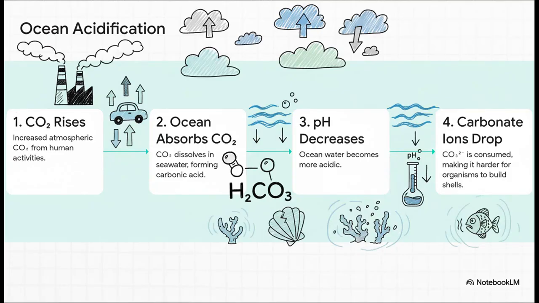Understanding the process of ocean acidification step by step is crucial. First, atmospheric CO2 rises. The ocean absorbs about a quarter of it, which then forms carbonic acid. This lowers the ocean's pH. But here's the most critical point. Step 4. This process uses up carbonate ions, which organisms like corals need to build their shells. Less carbonate means weaker shells.